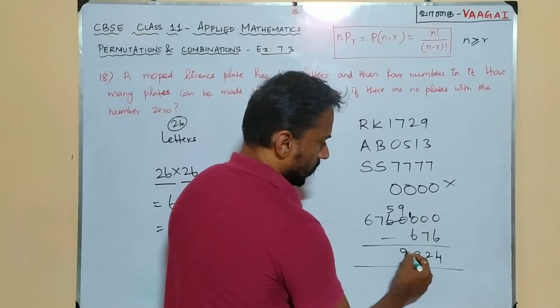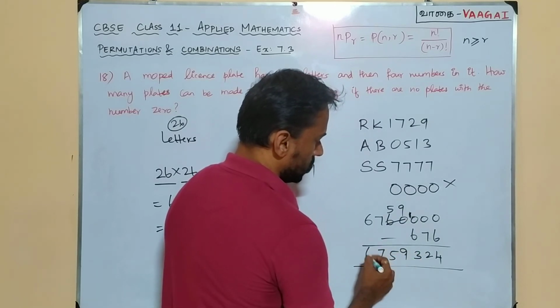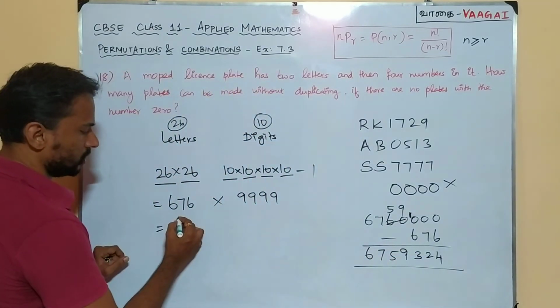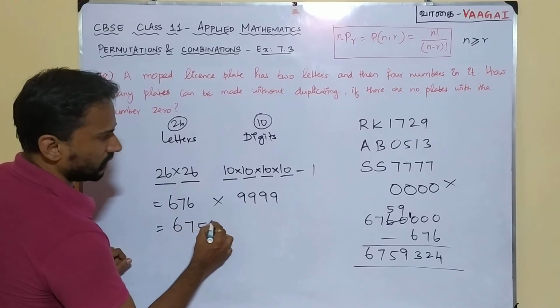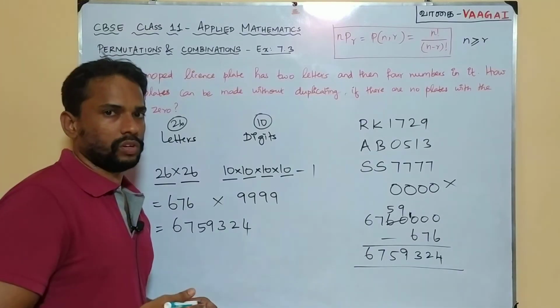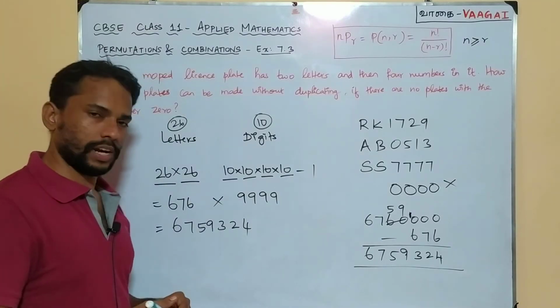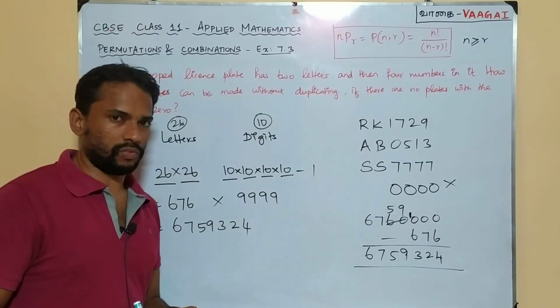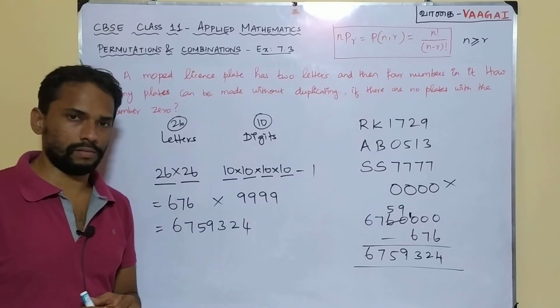And now as it is 9, this is 5, this is 7, this is 6. So your answer is going to be 6, 7, 5, 9, 3, 2, 4 is going to be your overall answer for this question. I hope you can understand this, right? Okay, so this is going to be the answer for your question number 18.